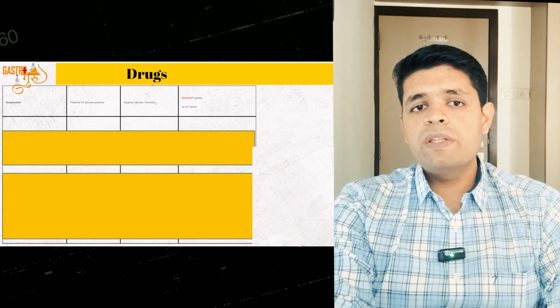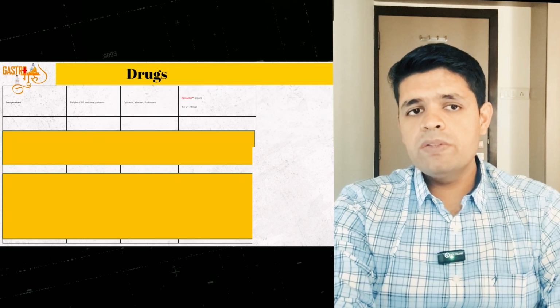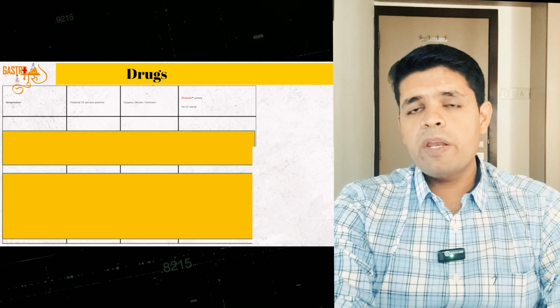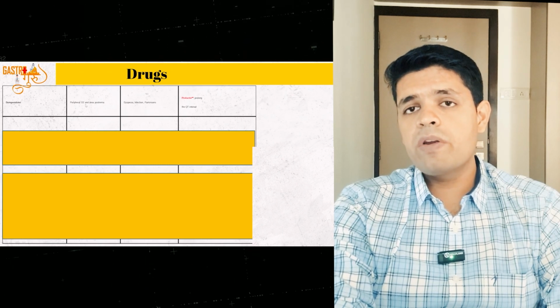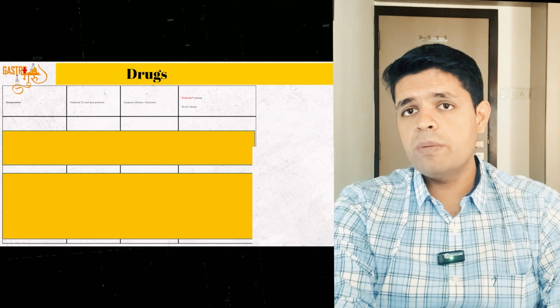Because there will be an increase in dopamine levels, it will cause nausea, and domperidone is a wonderful drug to prevent it, because it acts on the peripheral D2 receptors. It will not cross the blood-brain barrier.